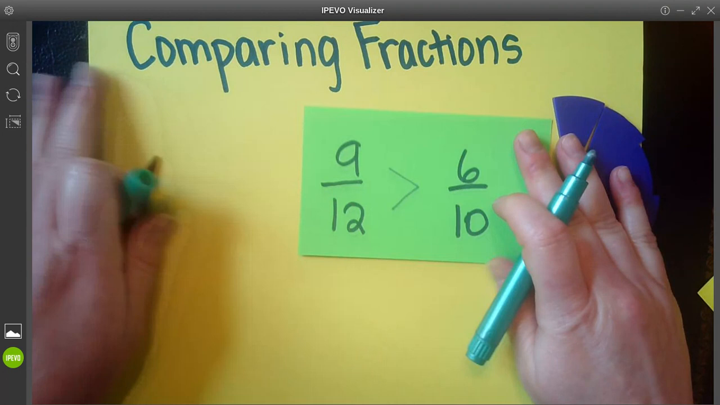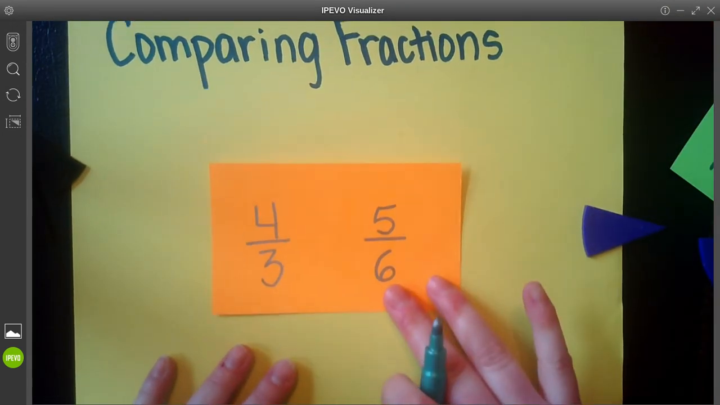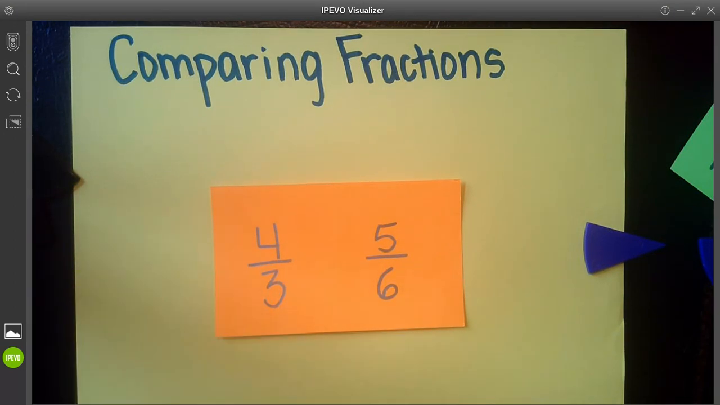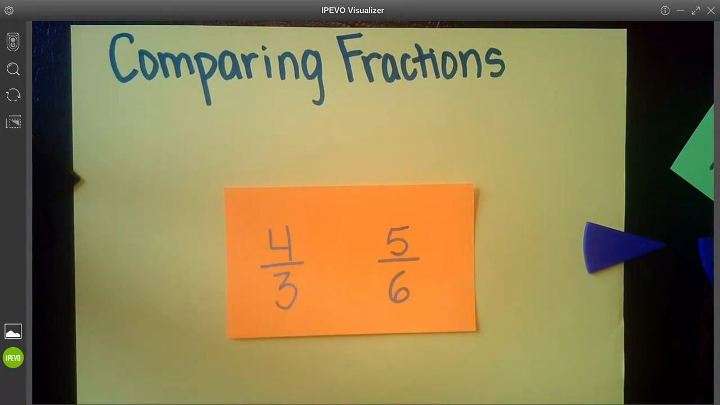Okay. I want to get into something a little bit different. Take a look at these fractions. What do you see that is different from what we've been showing you? Notice how my numerator is larger. That's called an improper fraction, remember? What if I have 4/3? Okay, let me get my thirds here.